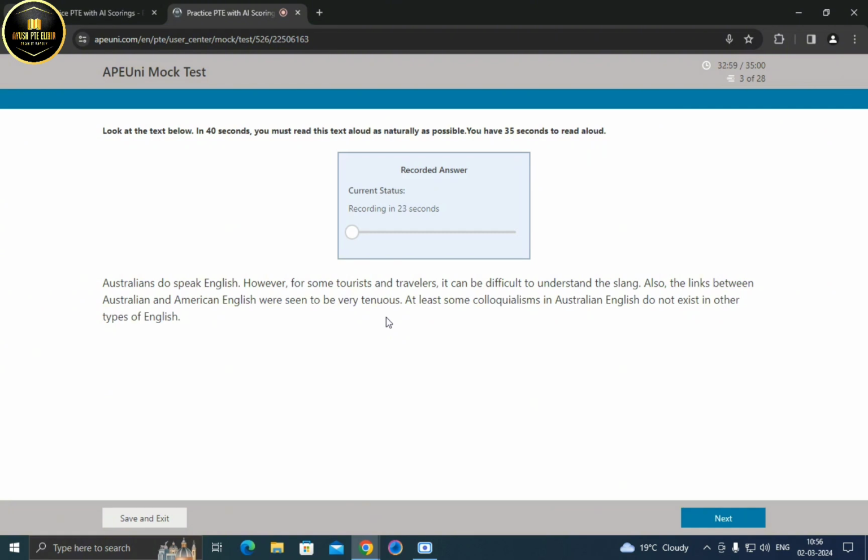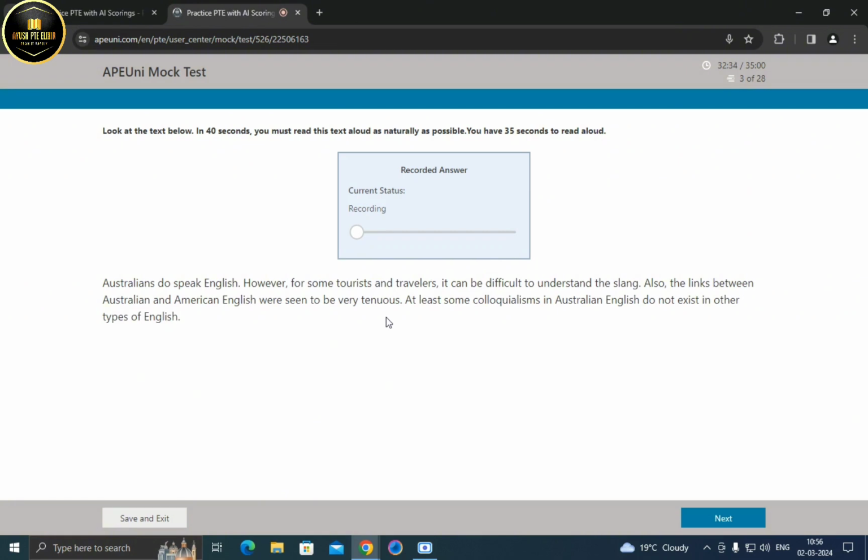So next one is Australians speak English. However, some tourists, travelers difficult understand slang, links between Australian American English, seen tenuous colloquialisms. Try to break the word, but if you find it difficult to speak, आप उसको skip कर सकते हैं. Australian English exists, other types of English.